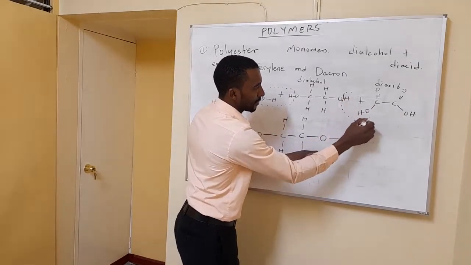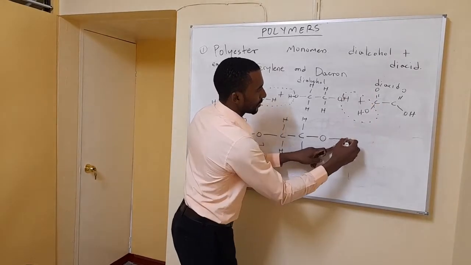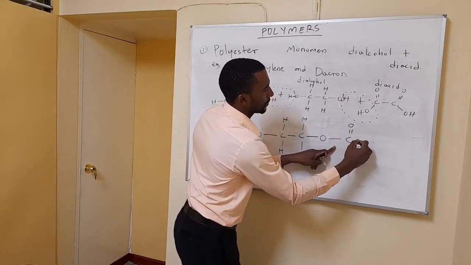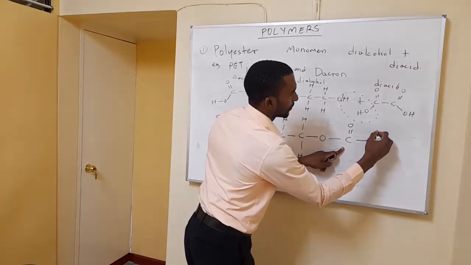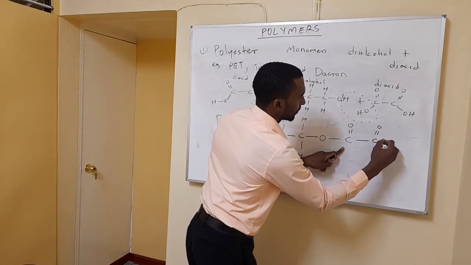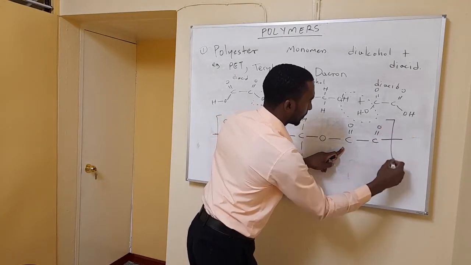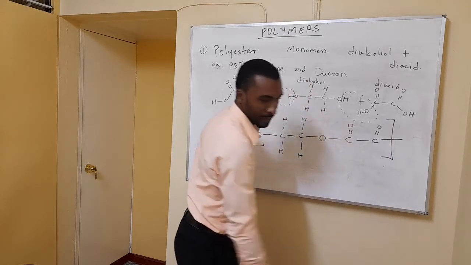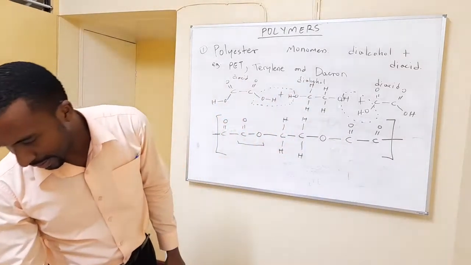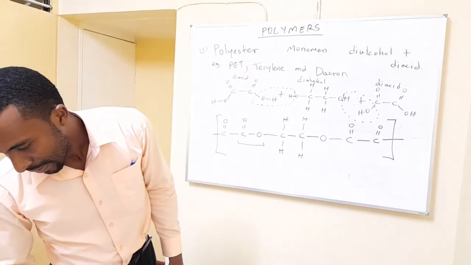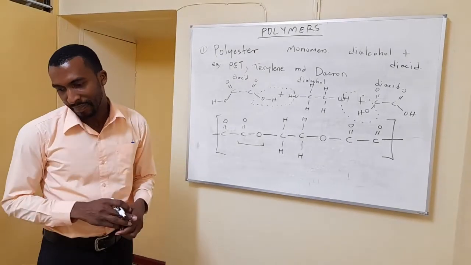So this is going to go here. So C double bond O. Look at that. And then that would be our representation.